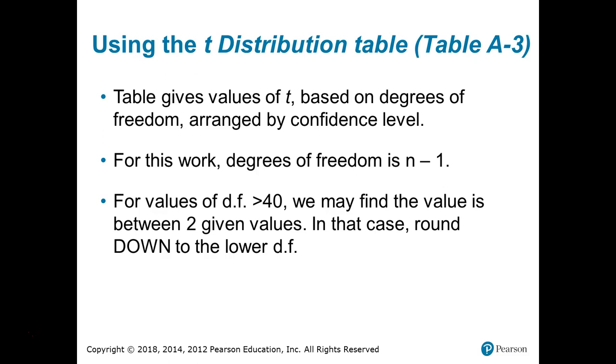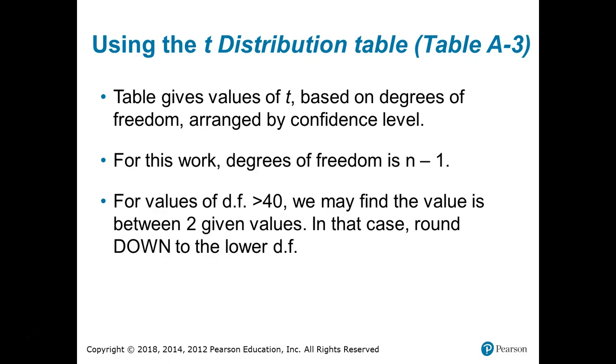And once you get up to 40, they start going by intervals of 5. It goes 40, 45, 50, and so on. So for when the degrees of freedom is greater than 40, the real value would be somewhere in between, say, 40 and 45, but we will always round down to the lower degrees of freedom in that case.